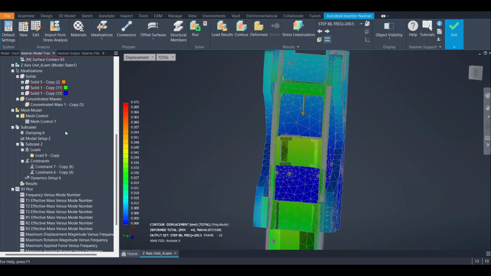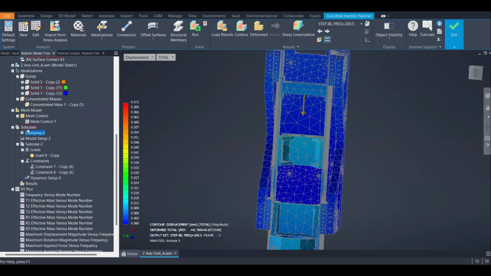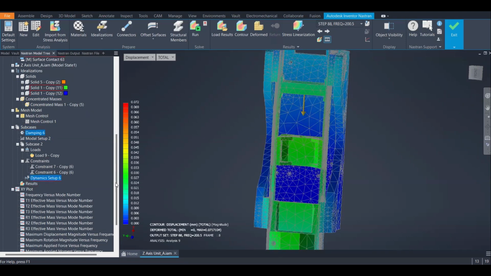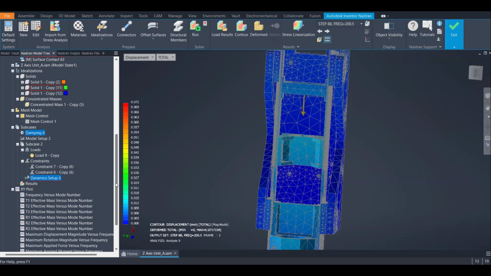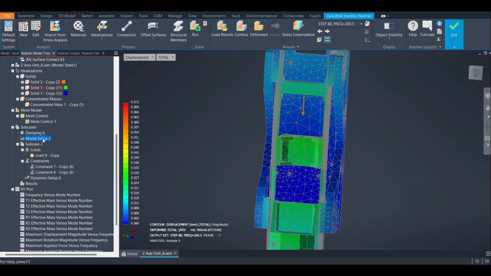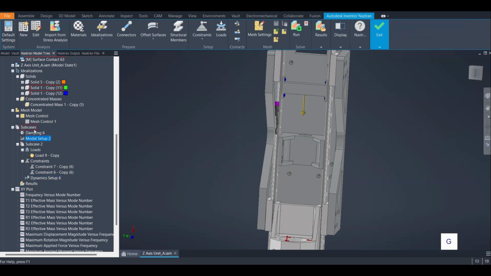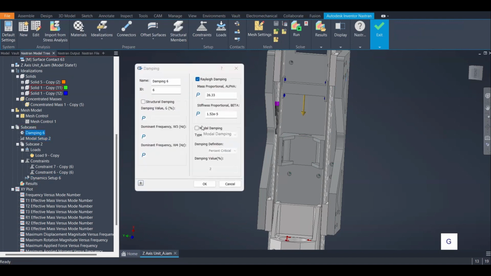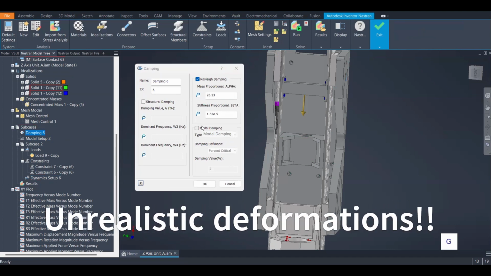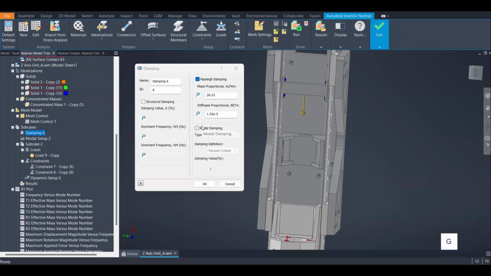The first thing that we need to notice is that under the subcases we have two extra things to configure. One is the modal setup, and the second one is the damping setup. The modal setup is going to be the same one that is coming from your normal modes analysis. That's totally fine. And the damping is something that you cannot skip. You need to use some value of damping. If not, the results are going to be invalid and unrealistic. You need to have damping.